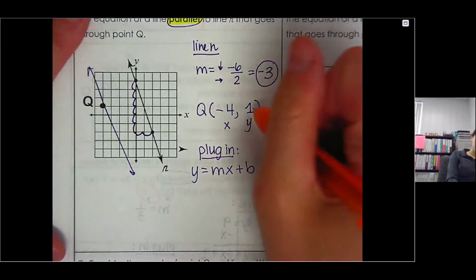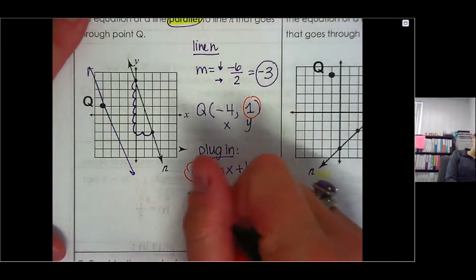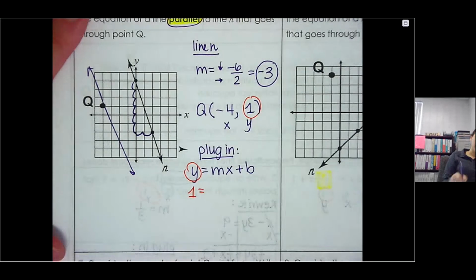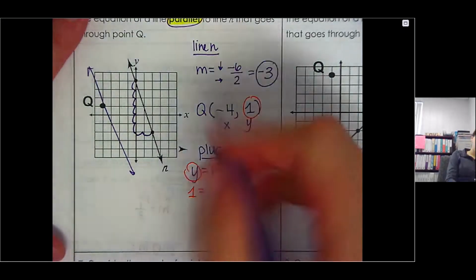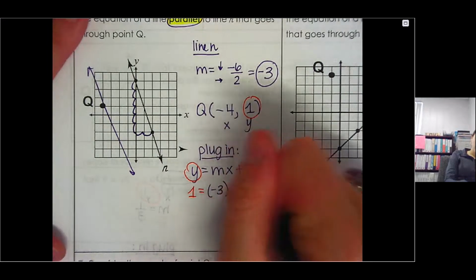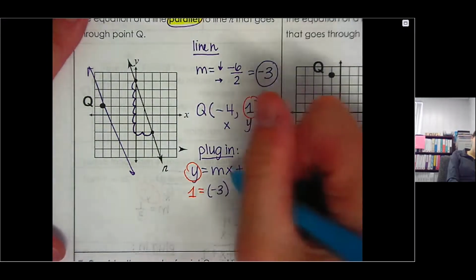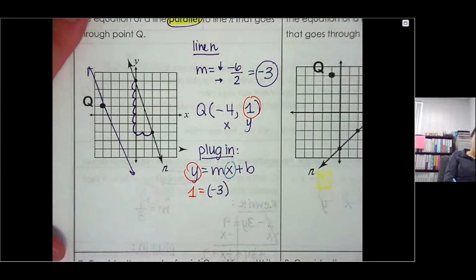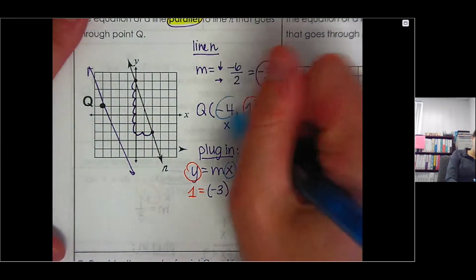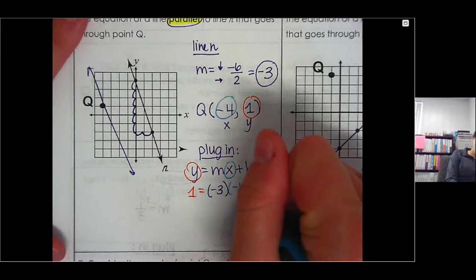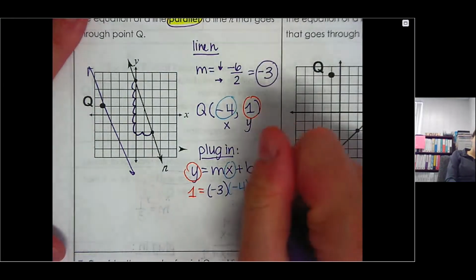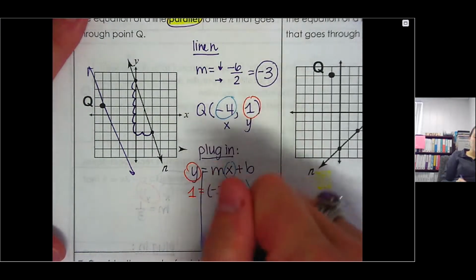So my Y value I'm going to plug in is 1. What am I plugging in for my slope? -3. What am I plugging in for my X? -4. And then I'm solving for B. And this is so easy because there's no fraction.